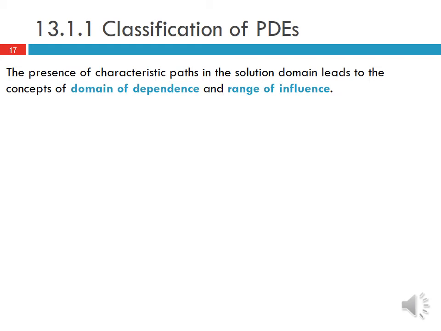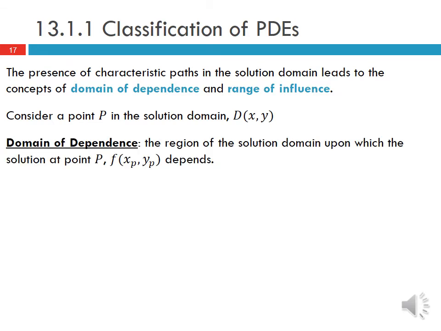So the presence of these characteristic paths in the solution domain lead to the concept of domain of dependence and range of influence. So if we consider a point P in our solution domain D of x and y, the domain of dependence is the region of the solution domain upon which the solution at point P, which we can call f of xp, yp, depends. So the solution at point P depends upon the entire domain of dependence.